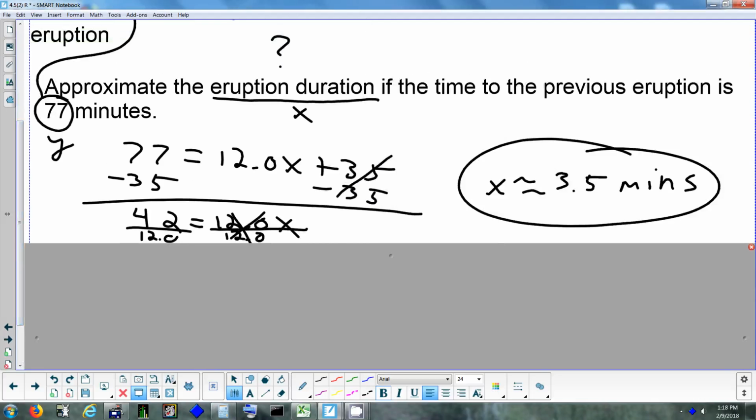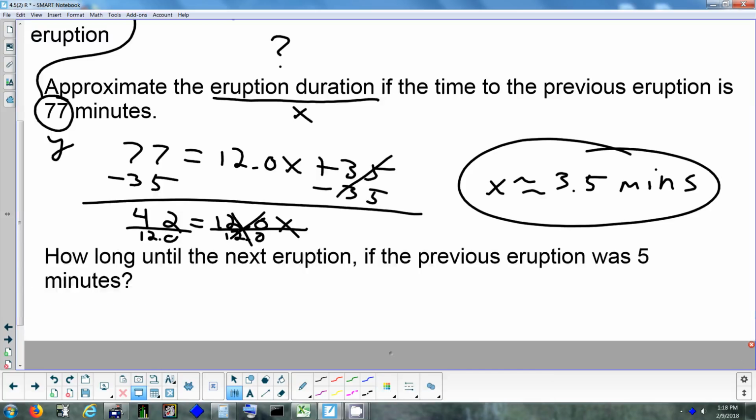Kind of think of it like it's building up energy. So the longer and longer it takes for the eruption, when it finally happens, it's going to last a long time. Okay? Does that make sense? I just didn't read it.